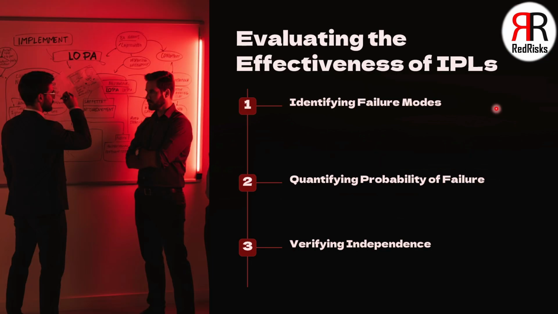In terms of evaluating the effectiveness of IPLs, we can look at identifying failure modes, where we thoroughly analyze potential failure modes for each IPL to determine the reliability and effectiveness. When it comes to quantifying the probability of failure, we assign failure probabilities to each IPL based on historical data, testing, or industry standards to evaluate the overall risk reduction. Verifying independence is where we ensure that the IPLs are truly independent and not subject to common cause failures that could compromise the entire system.